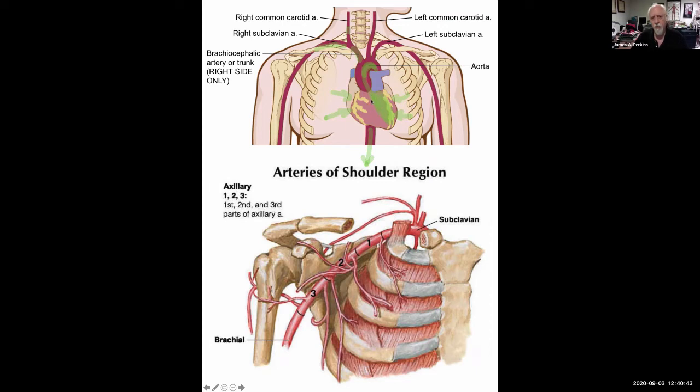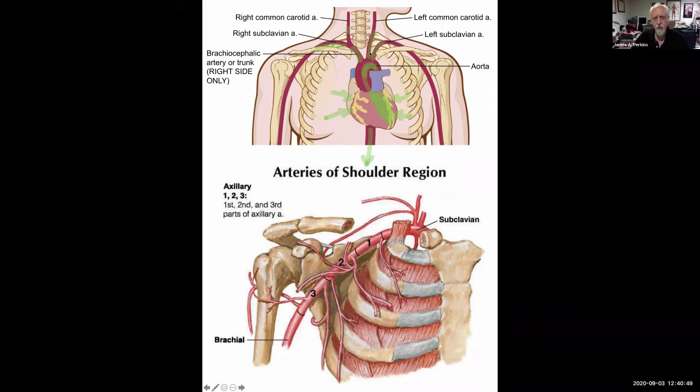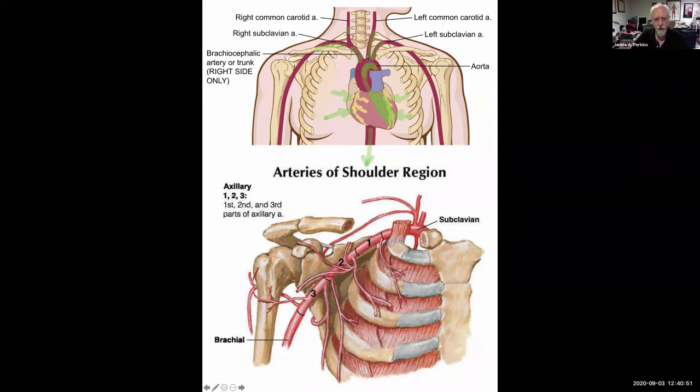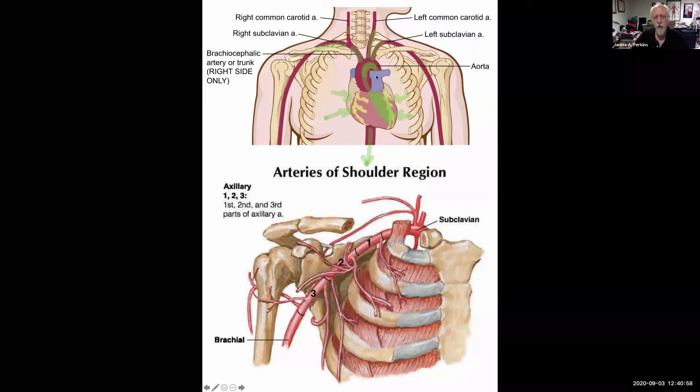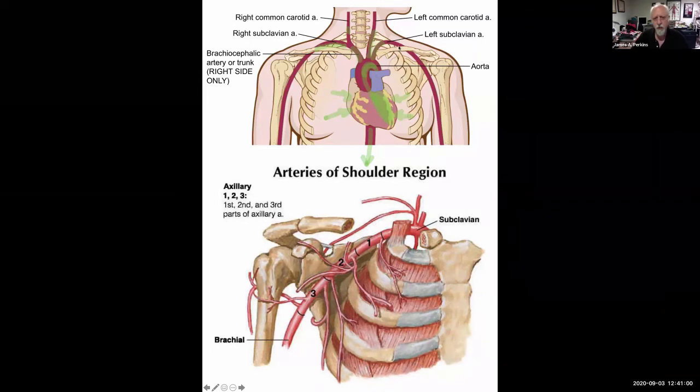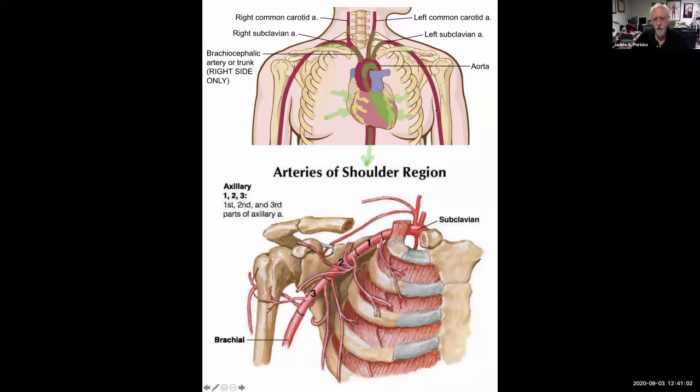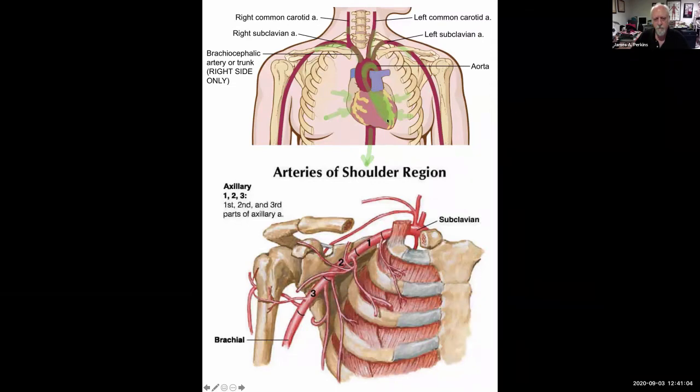On the left side of the body, the common carotid and subclavian arteries branch directly off the aortic arch. So that's why they're never combined together, or usually not combined together, forming a left brachiocephalic. So you have a left common carotid also bringing blood up towards the head and neck, and then a left subclavian artery heading towards the axilla.